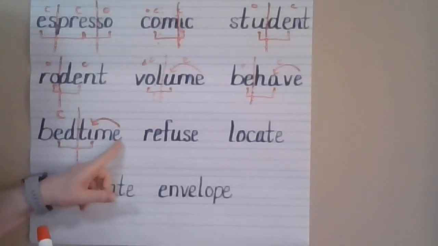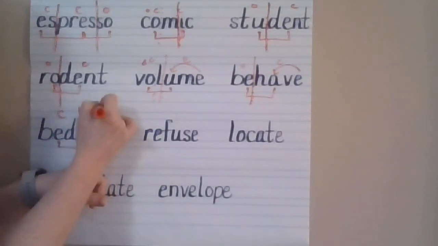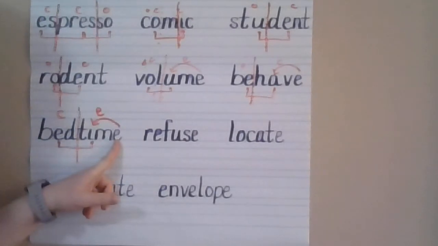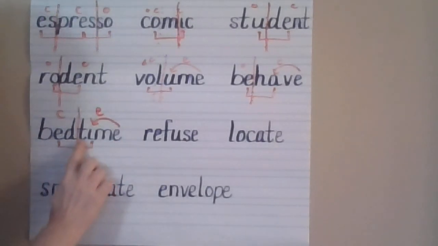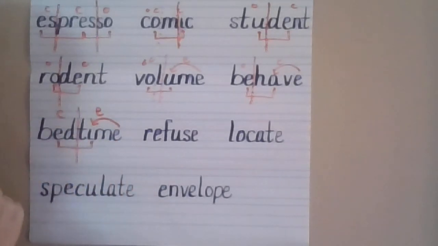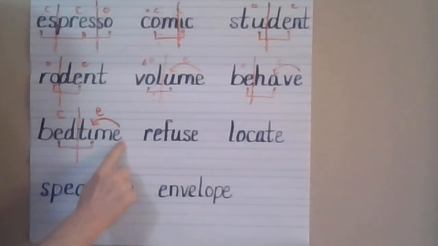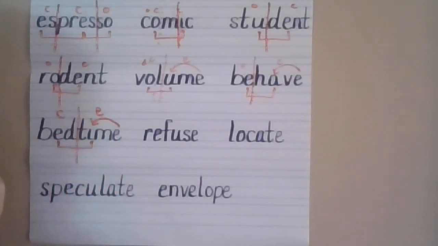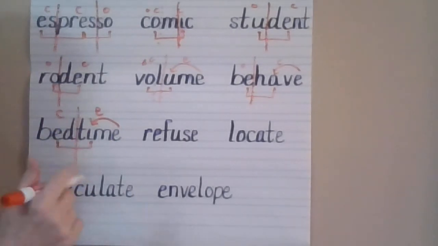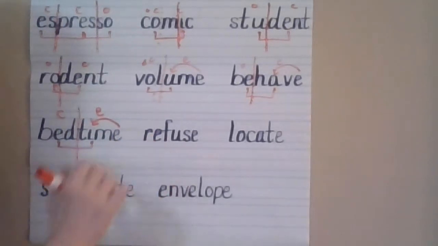We've already decided what kind of syllable this one is because we saw the silent E, so I'm just going to write the E up there. So let's read this syllable. Time. Let's put those two together. What's the word? Bedtime. Very good. Bedtime.